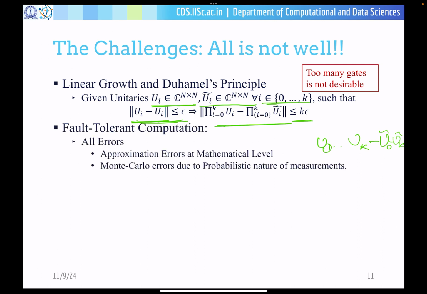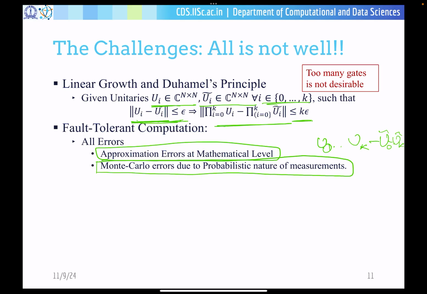Now let us talk about what we consider in the quantum computing setting. Whenever we talk about quantum computing or scientific computing, we consider only the errors arising due to approximation at the mathematical level, or errors due to Monte Carlo, that is, the probabilistic nature of measurements. We do not talk about the errors which are because of implementation, like not implementing the gate correctly or up to a good accuracy. We always assume that the gates implemented are exact, and they work perfectly.